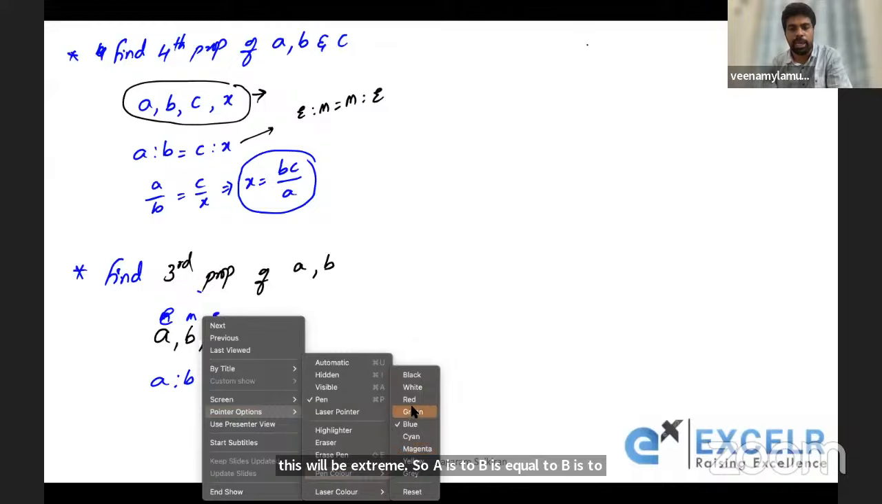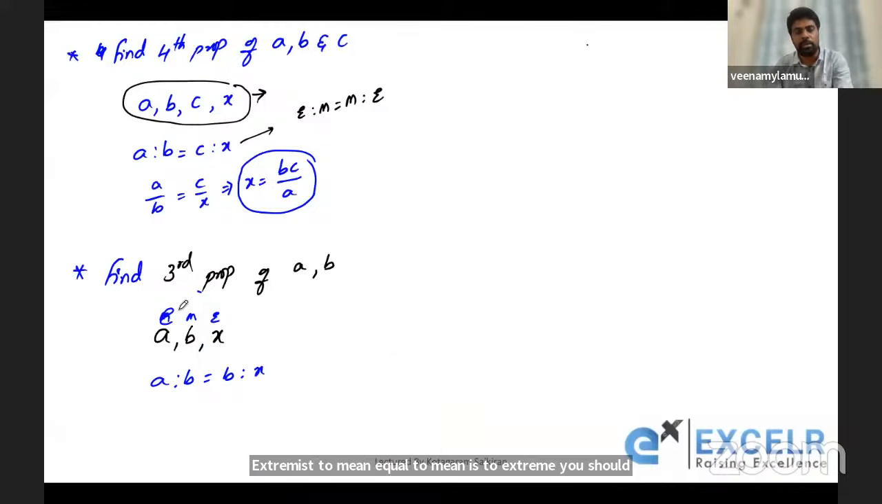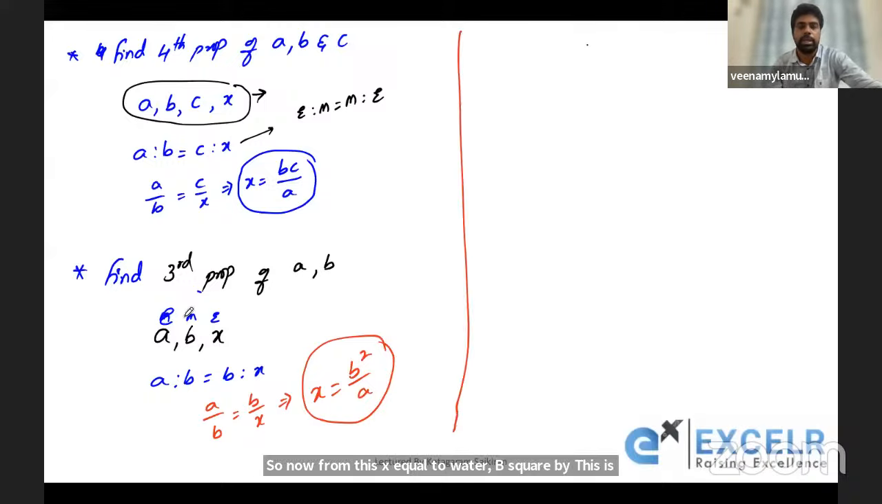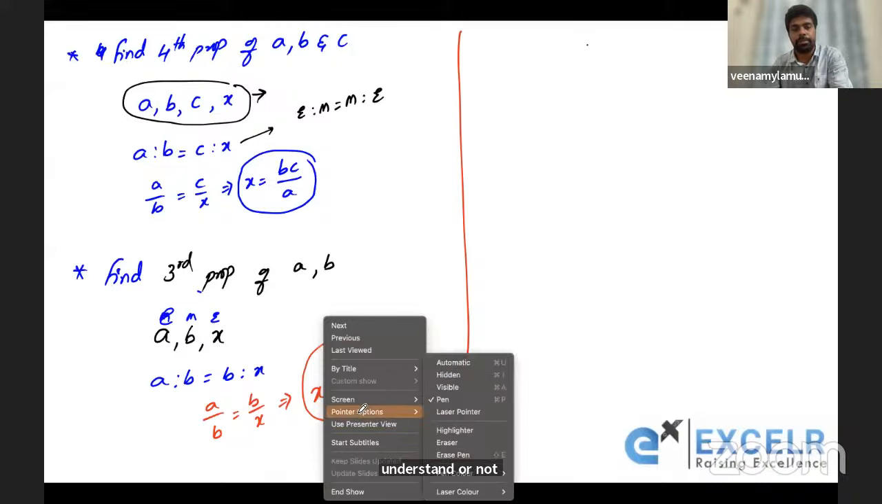Don't memorize the formula by heart. He might give many terms and tell you to find out the mean proportion. So now A by B is equal to B by X. From this X equals what? B square by A. This is the third proportion. Understood? Did you understand how to find it or not? Okay.